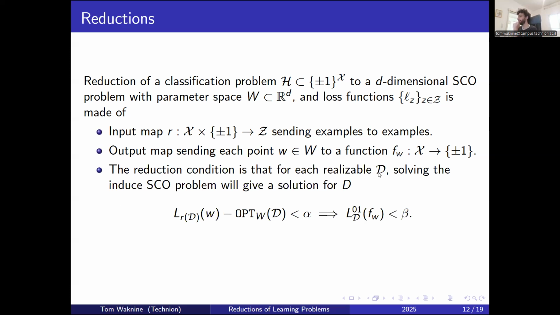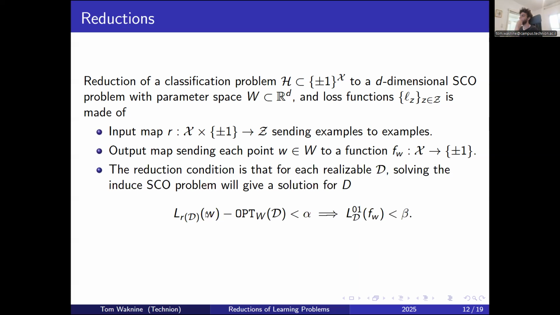And obviously you want the reduction to work. What it means that the reduction is working is that for each realizable D, solving the induced SCO problem will give a solution for D. The induced SCO problem is this: you sample X cross Y from D, and then you use R to send it to a point in Z. So you essentially get a distribution over Z. This is like the push-forward map, essentially. This defines an SCO problem.